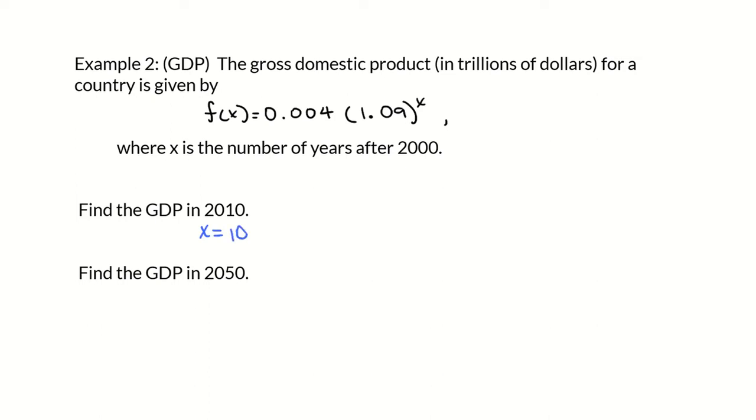So to find the GDP in 2010, we find f of 10, which would be 0.004 times 1.09 to the 10, which is 0.0095, and this is in trillions of dollars.